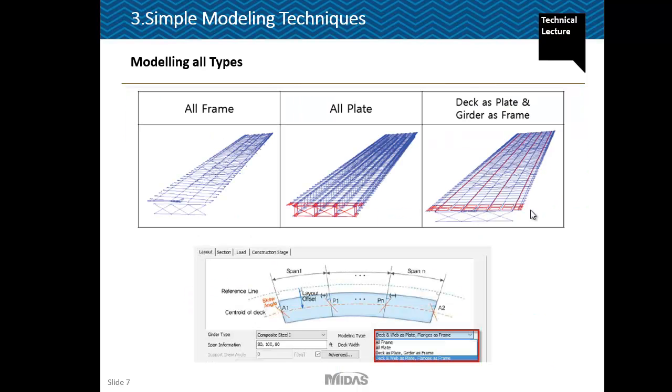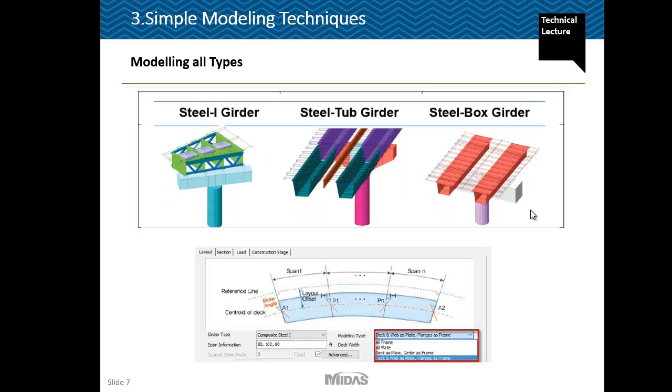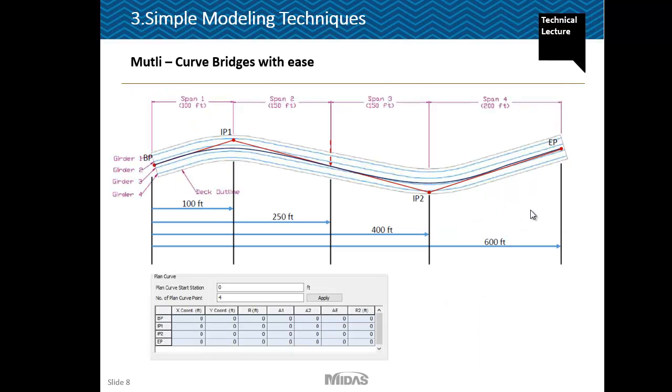This is again an overview of the type of model. The first is the all frame model, the next is the all plate model, and then a deck as plate and girder as frame model. In MIDAS, interestingly, we have a wizard that will help you quickly generate all of this just by inputting the basic parameters that are required. Here is one more depiction of the type of elements and sections you can define in MIDAS.